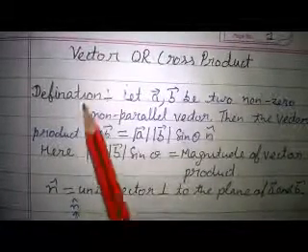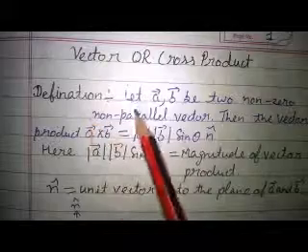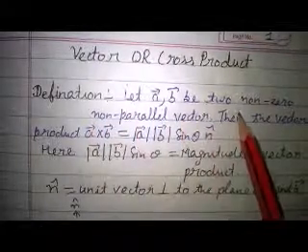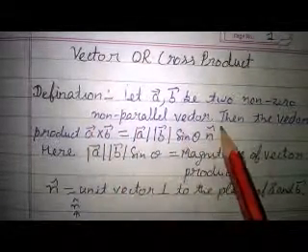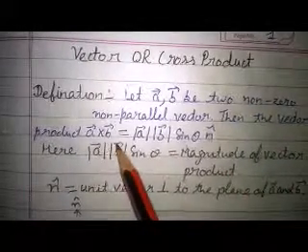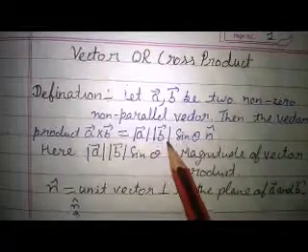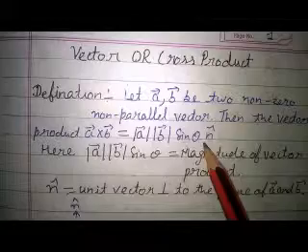Students, today our topic is vector or cross product. Definition: let A and B be two non-zero, non-parallel vectors. Then the vector product A vector cross B vector is equal to magnitude of A vector, magnitude of B vector into sine theta n cap vector.